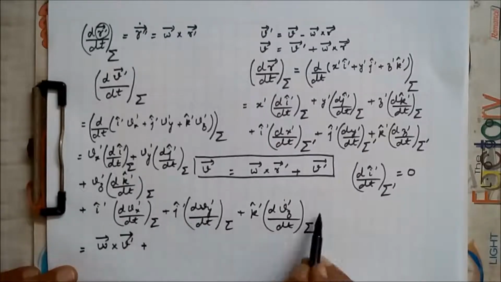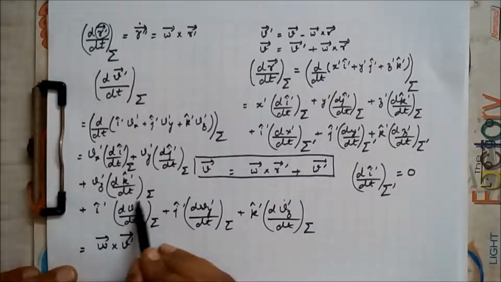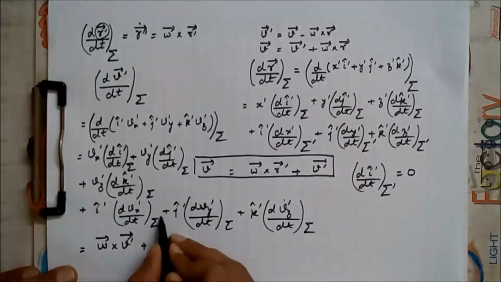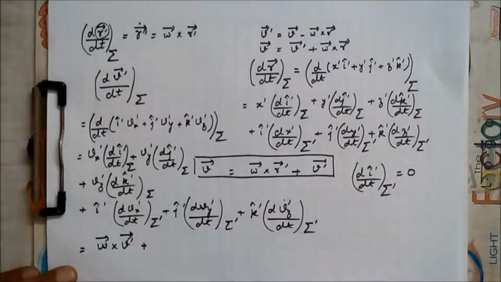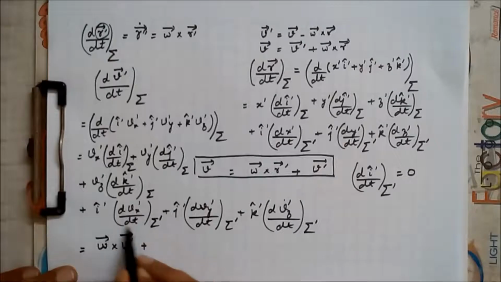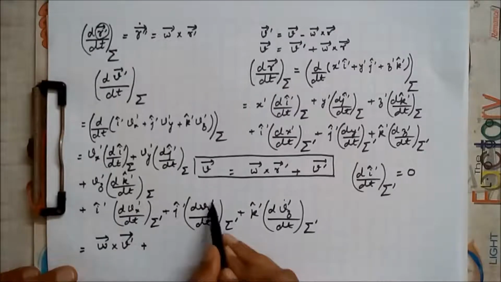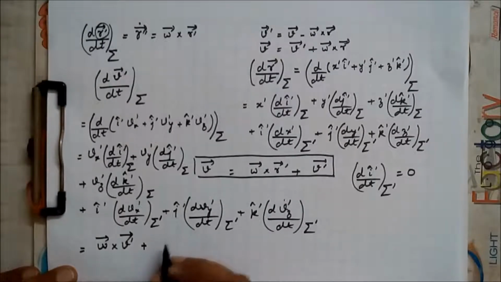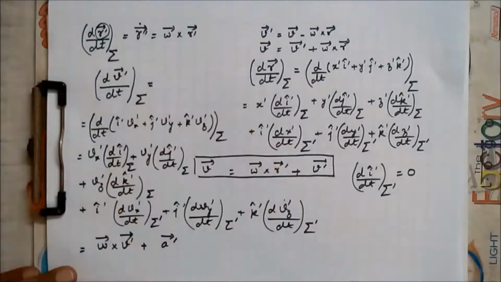For the next three terms, I am again differentiating only scalar quantities, scalar functions of time. So it doesn't matter from which reference frame I differentiate them. Let me differentiate them from the primed reference frame. So we shall see this is just the x component of acceleration as seen in the primed reference frame, the y component of acceleration as seen in the primed reference frame, and this is the z component of acceleration as seen in the primed reference frame. So this just becomes a primed.